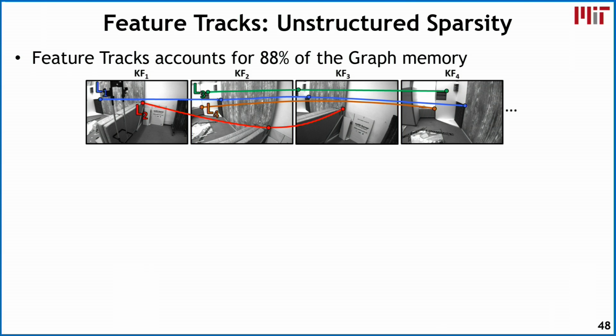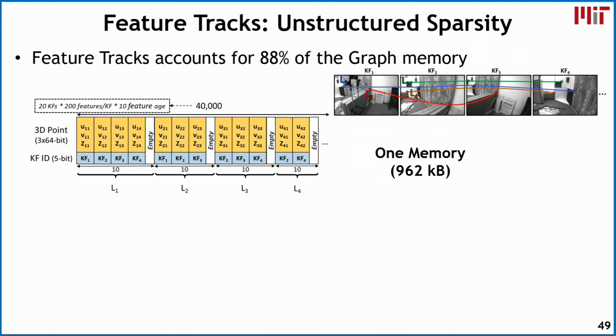So the lengths of the feature tracks vary, as well as the number of feature tracks, and the starting and ending points of the feature tracks also vary. If you want to store all these feature tracks in one memory, in the worst case, you need a very large memory, almost 1 megabyte. But if you look closer at the problem, you'll realize that there are only around 200 by 20, so 4,000, unique points that are ever being captured at a given period of time.